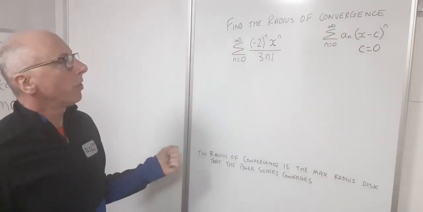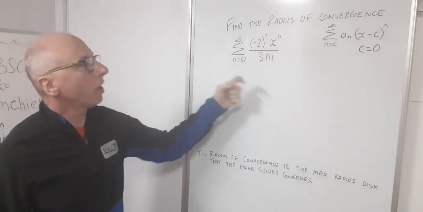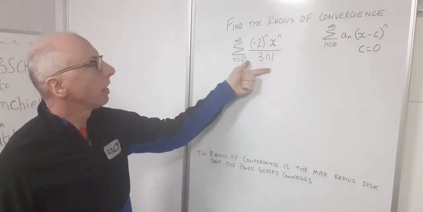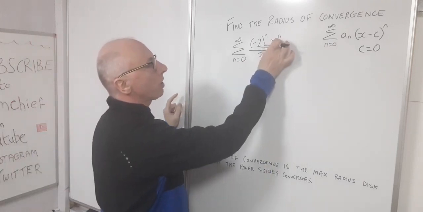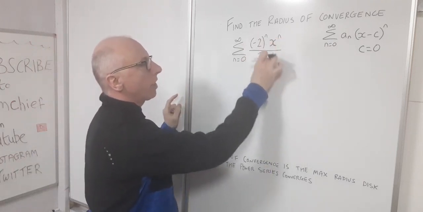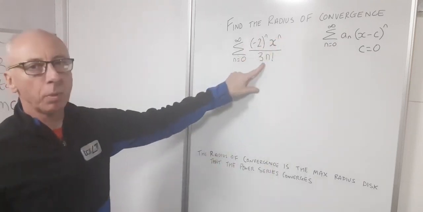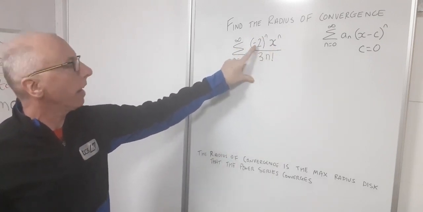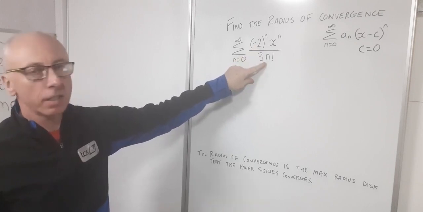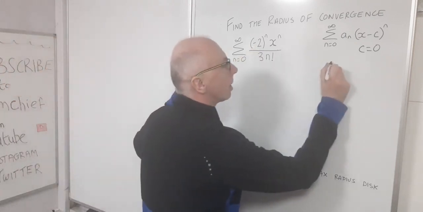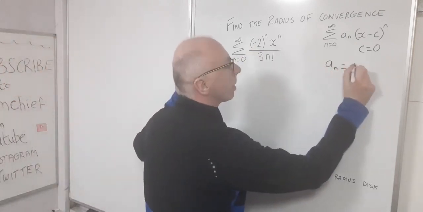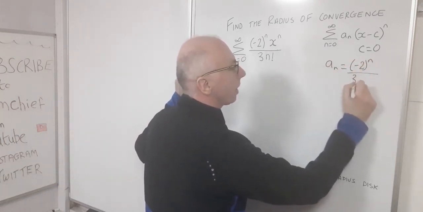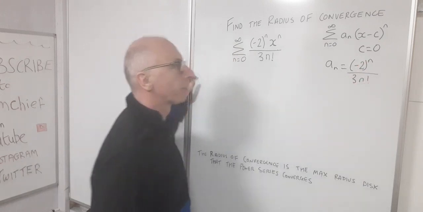Now first things before we can start is to try and find this nth coefficient out of this series here. Now what we do is if we just ignore this x to the n, everything else without an x term in it will be our nth coefficient. So that would lead us to our a_n being minus 2 to the n divided by 3n factorial. So let's write that in there first. So minus 2 to the n over 3n factorial.